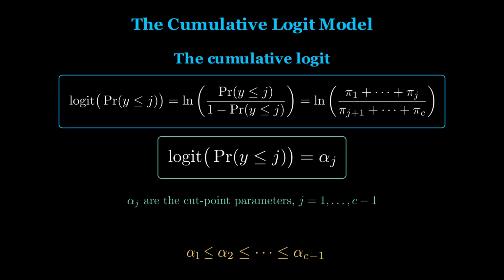These parameters are non-decreasing, which ensures alpha_1 is less than or equal to alpha_2, and so on. That reflects the cumulative nature of the distribution function. As j increases, you can only add more probability, never take it away.